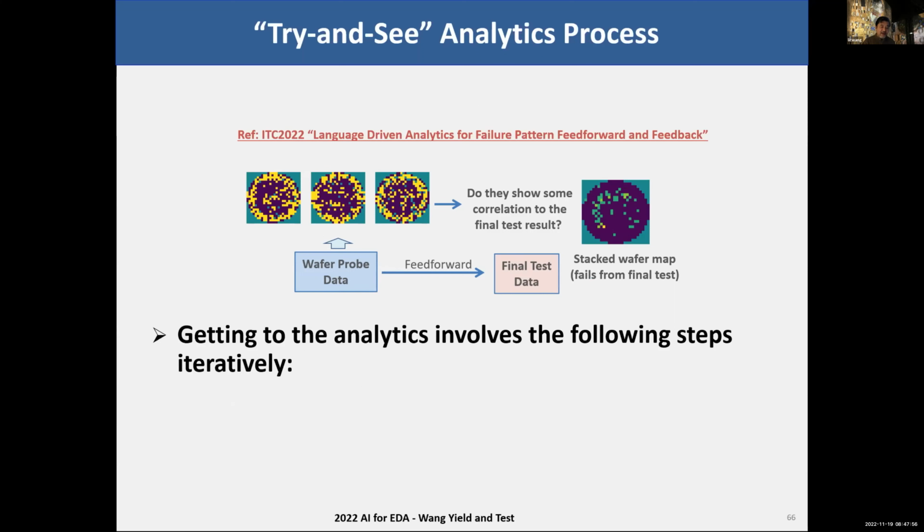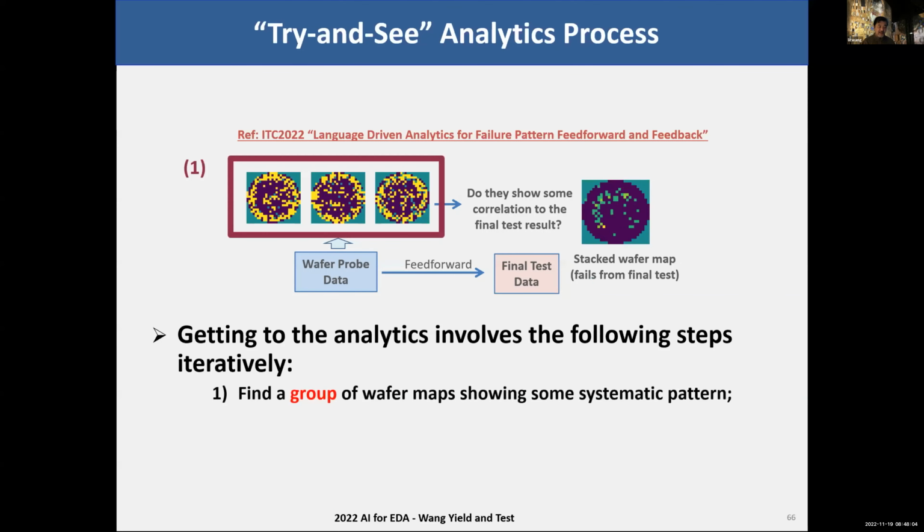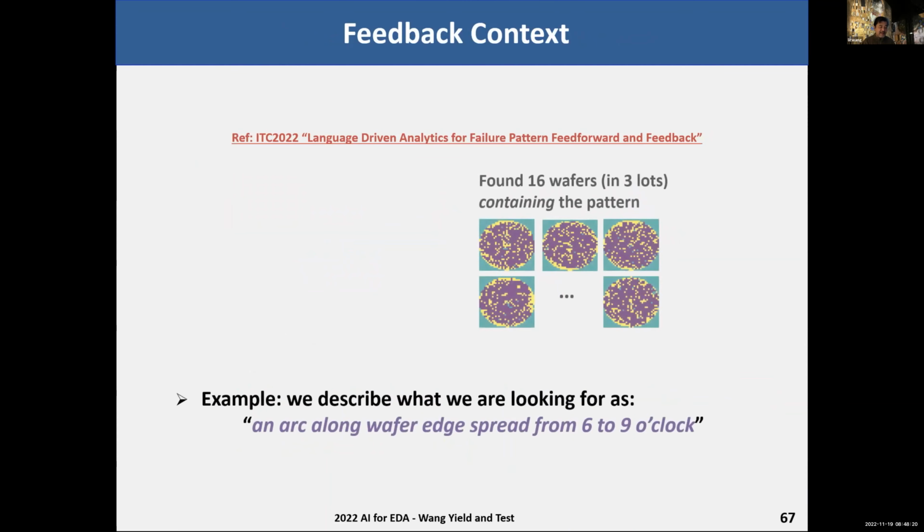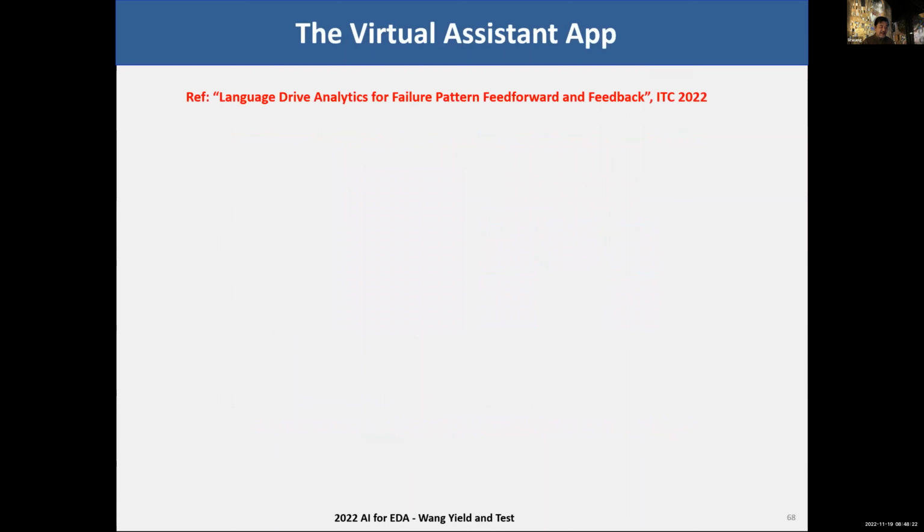And in the feed-forward analytic, getting to the analytic result I just showed you requires this iterative process of try and see. First, we need to find the groups of wafers showing systematic patterns. We plot, that's easy. And then we need to decide whether the correlation exists. So this is what we call the try, and this is what we call the see. Due to the time limits, I'll skip the feedback context, which is very similar.